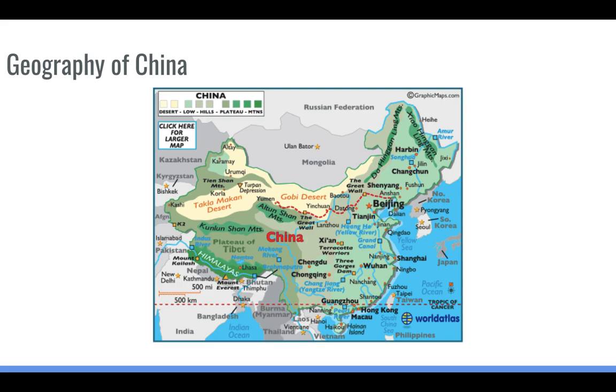Additionally, as we talked about, most of the farming is in the eastern parts of China, so that's where we will see most of the Chinese population growing throughout its history. And when we see trouble springing up, it's going to be in that part of the country.